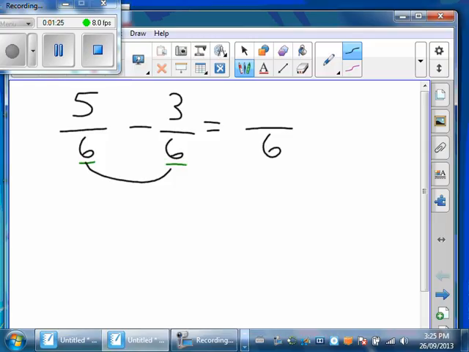Now what I have to do is subtract or add the numerators, depending on what I'm told to do. In this case, we're subtracting. So 5 minus 3 is 2.